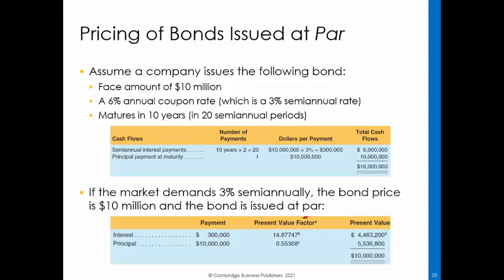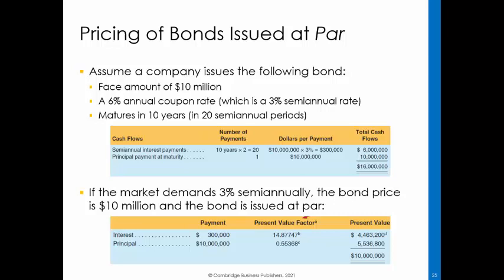To illustrate the issuance, we assume a bond with a face amount of $10 million that has a 6% annual coupon rate payable semi-annually and a maturity of 10 years. The semi-annual rate is 3%, which is the annual rate divided by 2, and the number of interest payments is 20, which is 10 years multiplied by 2.